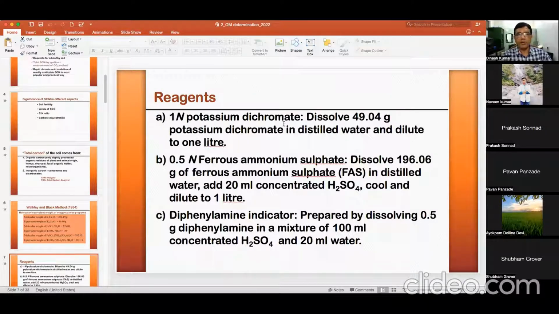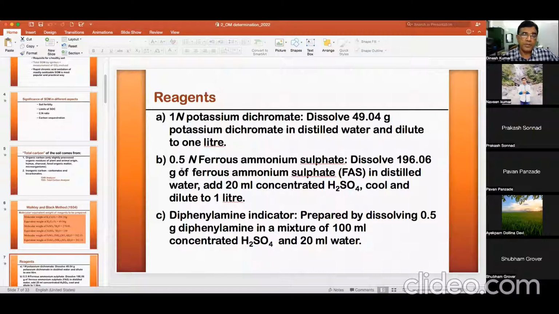One normal potassium dichromate is prepared by dissolving 49.04 gram potassium dichromate in distilled water and diluting to 1 liter. So make up the volume to 1 liter. Therefore, it becomes 1 normal because 1 gram equivalent weight is there in 1 liter.